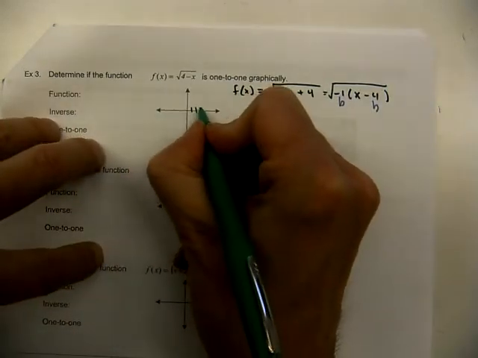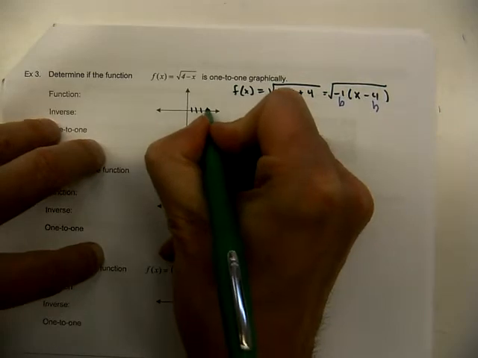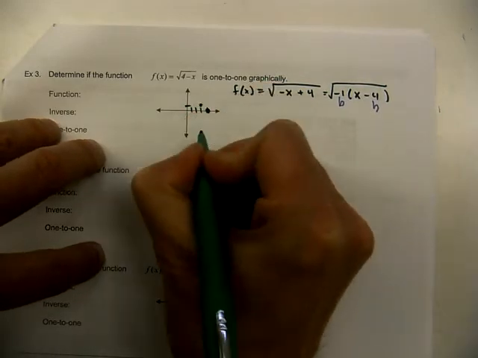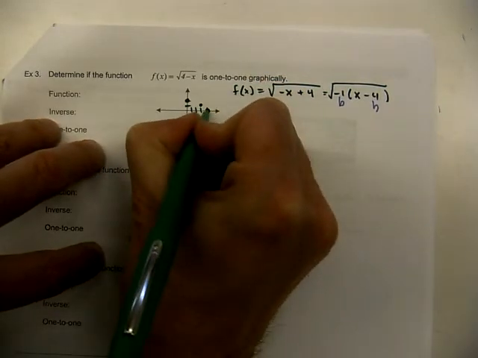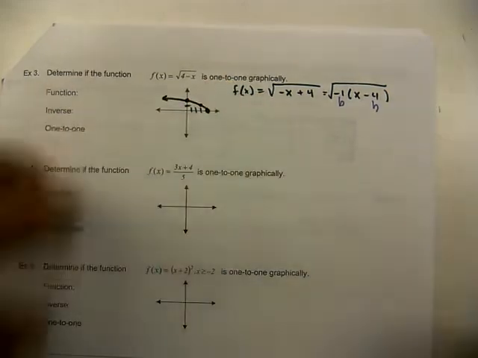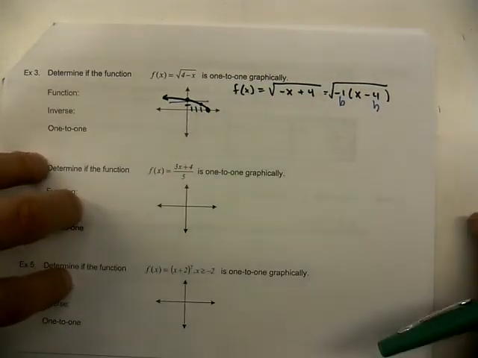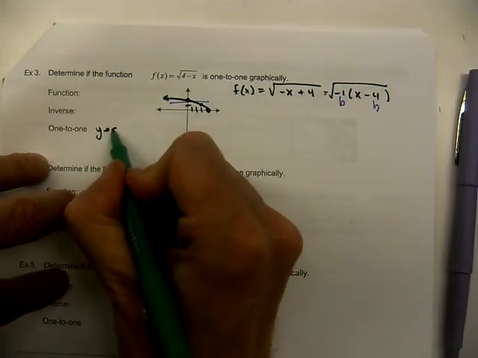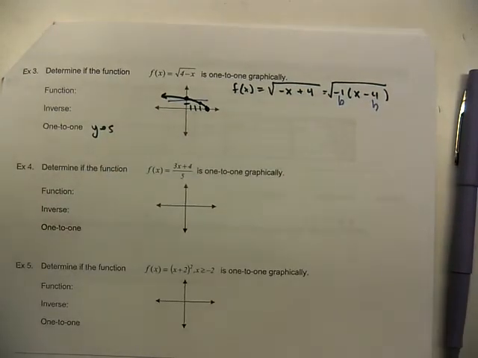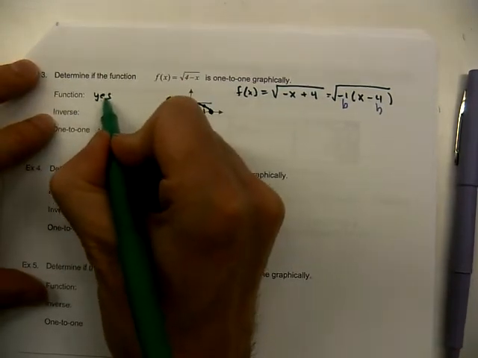So 1, 2, 3, 4. That's my termination point. There's my first critical value. There's my second critical value as it extends leftwards and upwards. So give that the horizontal line test, and it passes. So we could say, yes, it's one-to-one, which means it's already and automatically a function and an inverse at the same time. So all of these are yes.